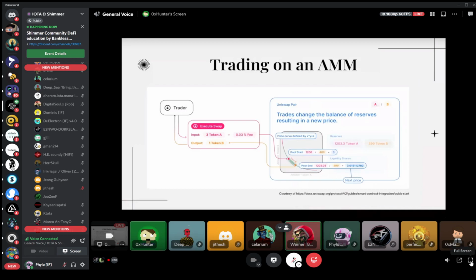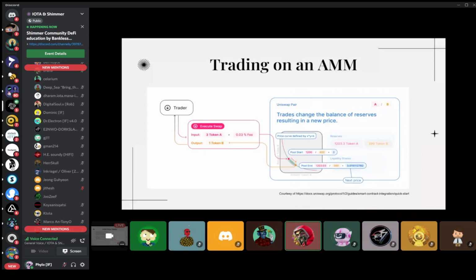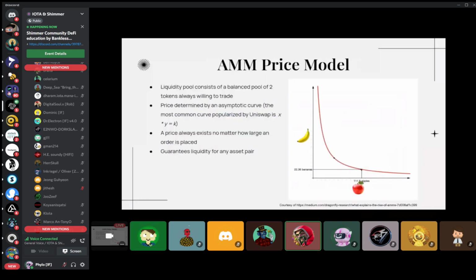Cool. And this is a question from the perspective of a liquidity provider. So if I was to provide, let's say, some bananas into the pool, can you go back a slide? Yep. Essentially, in this case, the price of a banana would drop, right? Because there are more bananas available.